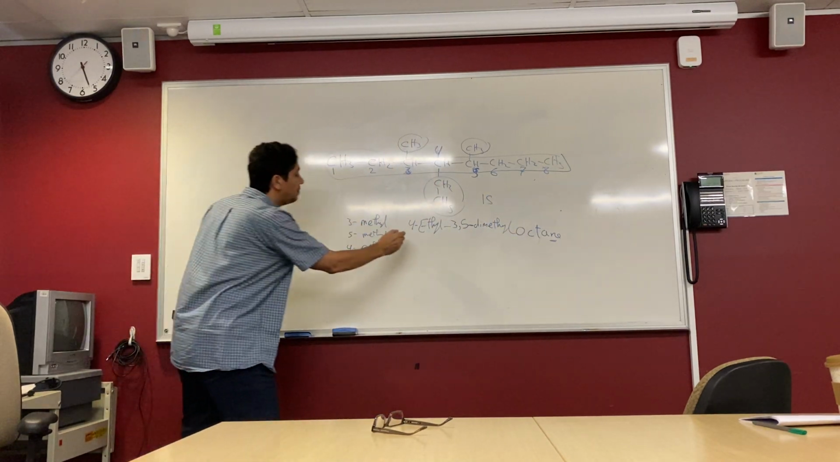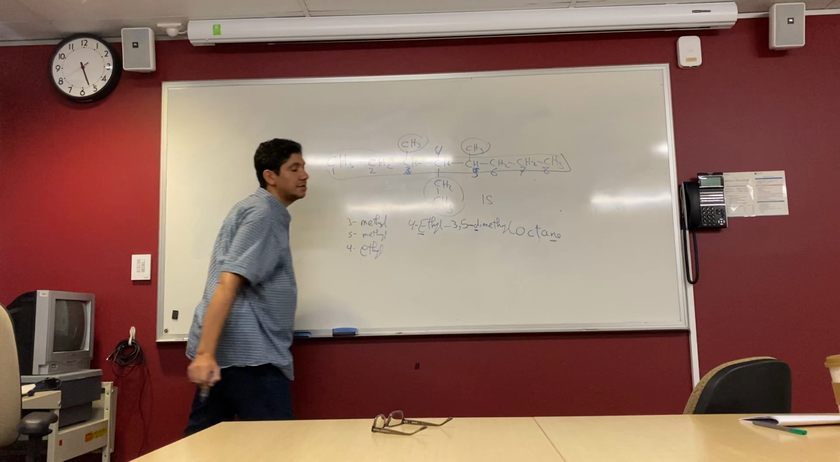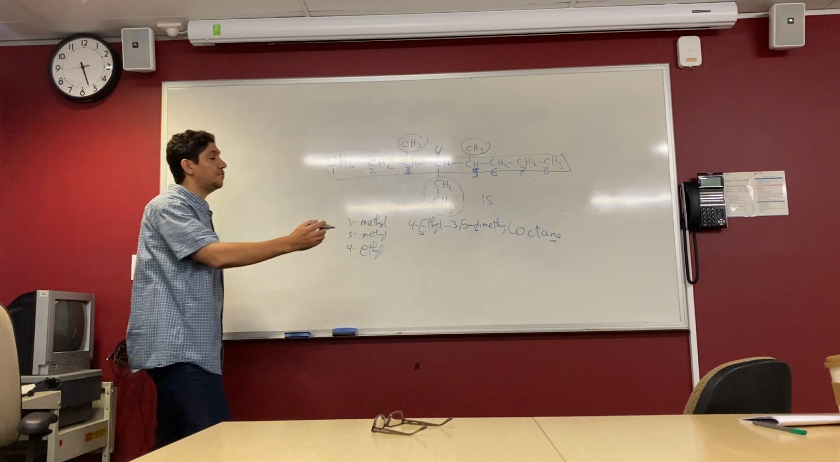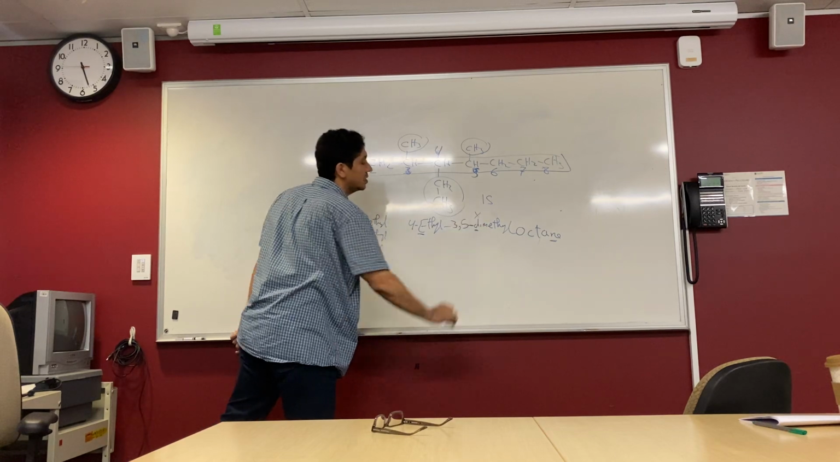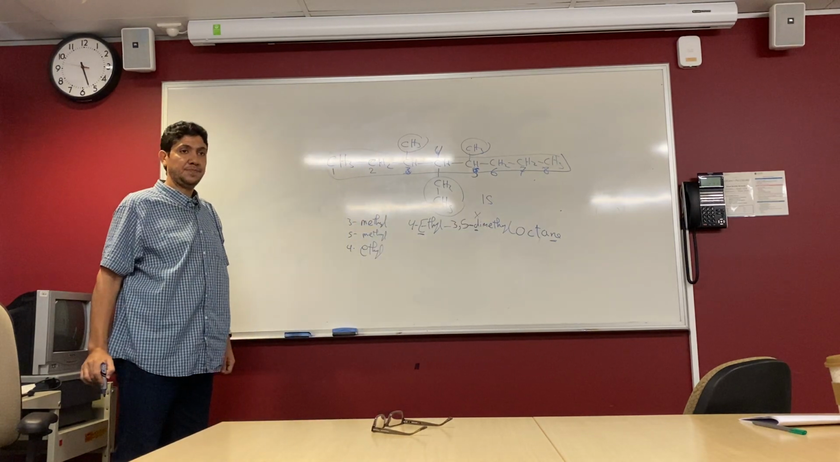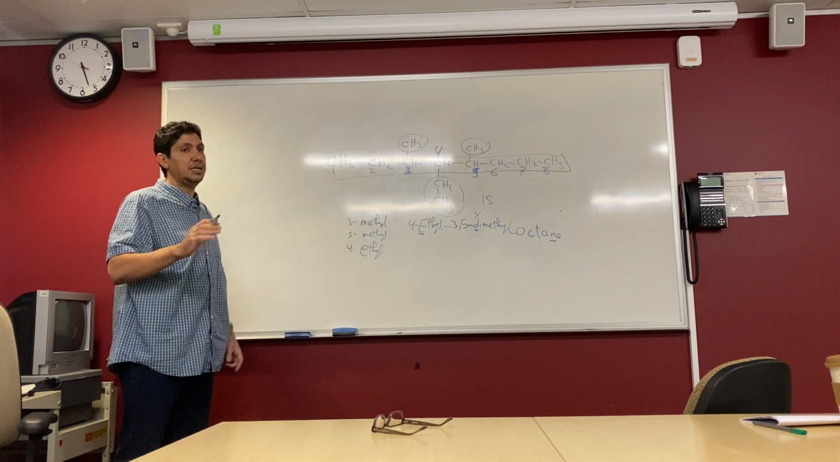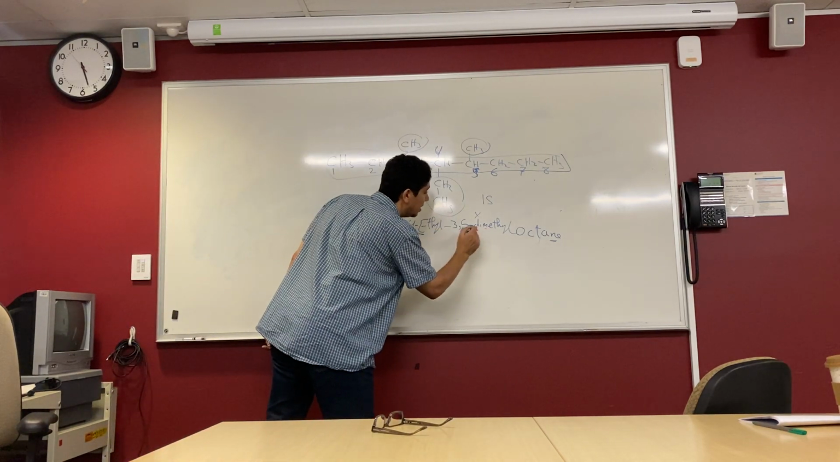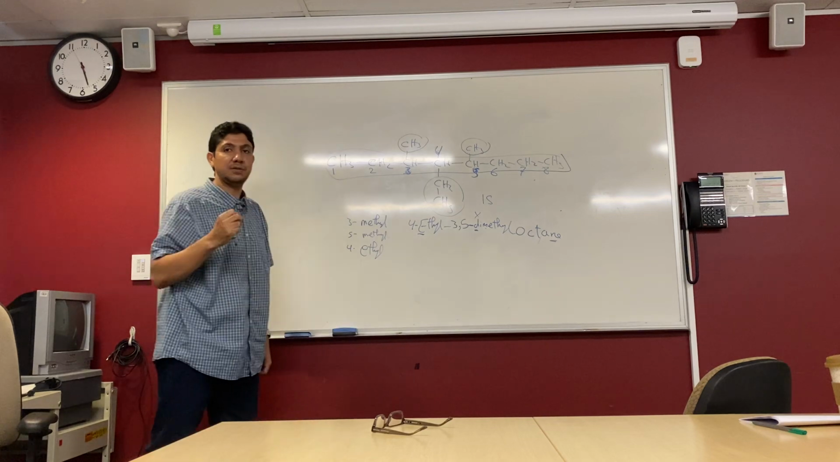Now, E first or D first? D first, right? But we have to ignore this word di. We have to ignore it. If we say di, tri, ignore it. So the first letter is M. Just di because there are 2 methyls. Okay?